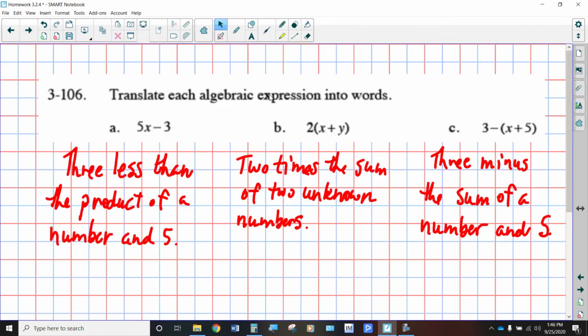All right, translate each algebraic expression into words. I think that's pretty straightforward. The words that you chose to use may be different than the ones that I chose to use. Just pause it and look and see what I wrote, and read what you wrote and see if they are similar. And I think that's it.